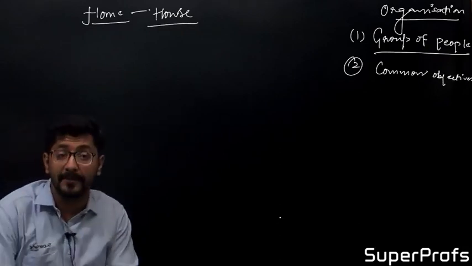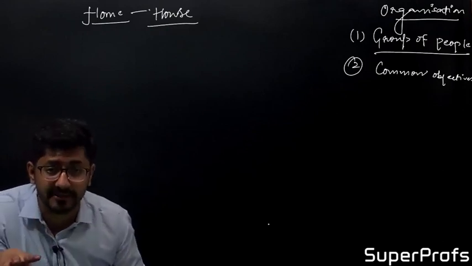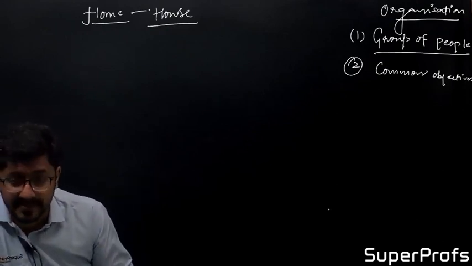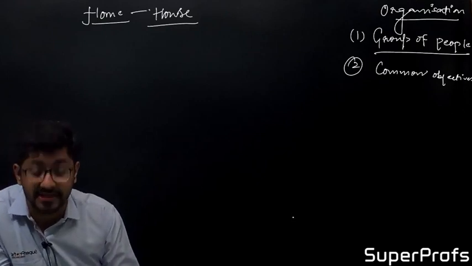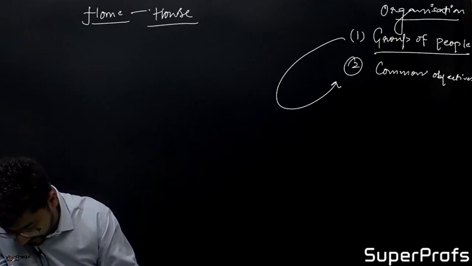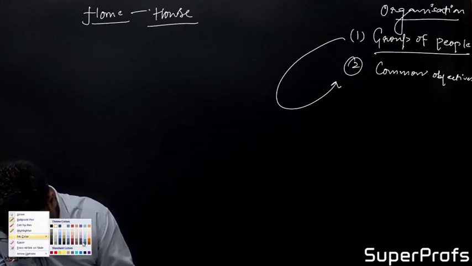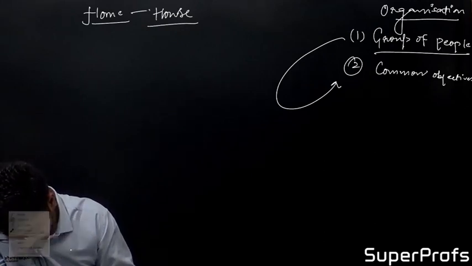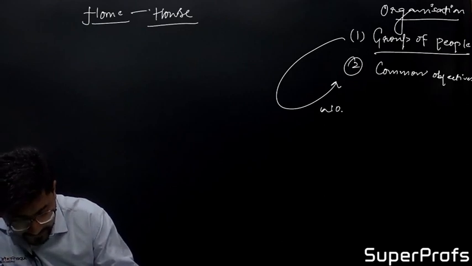When a group of people, as you have read in your class 12th, work for a common objective, they form an organization. When a group of people work for a common objective, they form an organization.